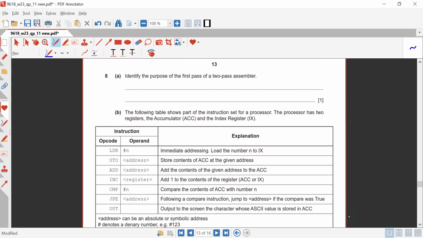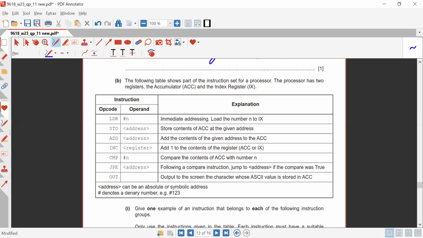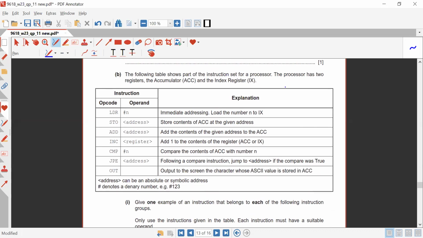Now, what will be the purpose of the first pass? Do remember, the purpose of the first pass is to create a symbol table. So you can write it over here: to create a symbol table.